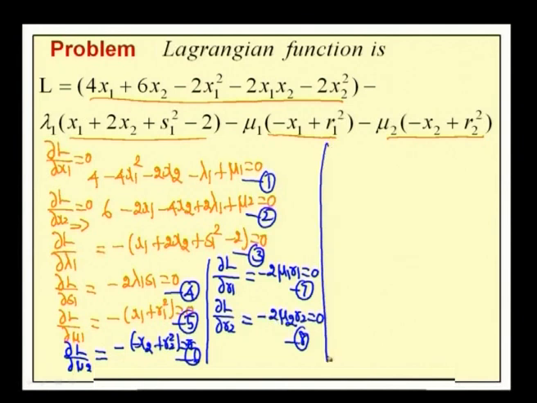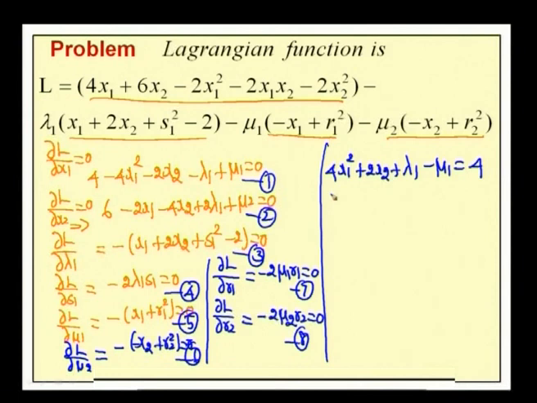Now, we try to simplify these equations. From equation 1, we rewrite it as 4x1 plus 2x2 plus lambda1 minus mu1 equal to 4.